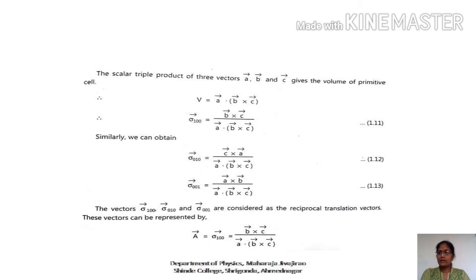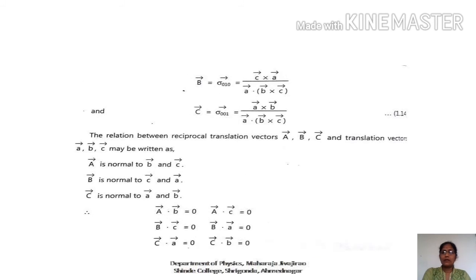Vector capital A, that is the reciprocal lattice vector A, is perpendicular to B and C. Like that, B is normal to C, and C, capital C, is normal to A and B. Therefore, one can find their dot products: A dot B is equal to A dot C is equal to 0, and B dot C equals B dot A equals 0. Also C dot A equals C dot B equals 0.